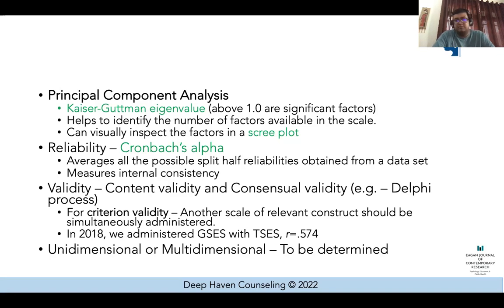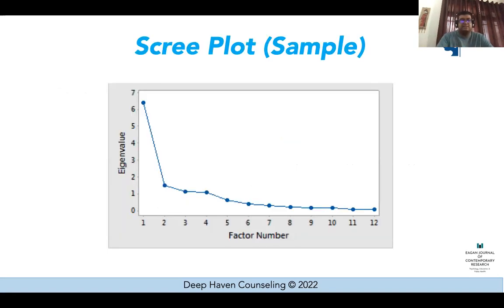So that is something that we observe. And then you can check based on your principal component analysis whether your scale is unidimensional or multidimensional. So I'll show how exactly we did it. Now this sample scree plot, factor number and the eigenvalue. See, now there's one factor. Now this is a pretty significant factor because the eigenvalue is 6 point something, which means it can explain 60% and above of variance.